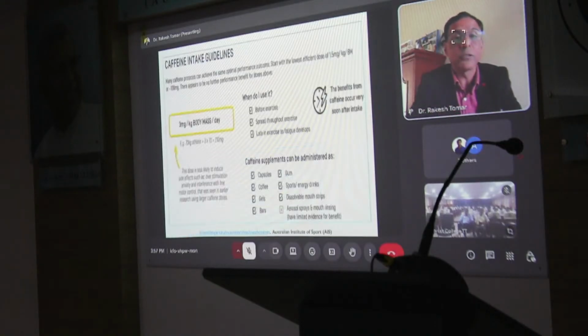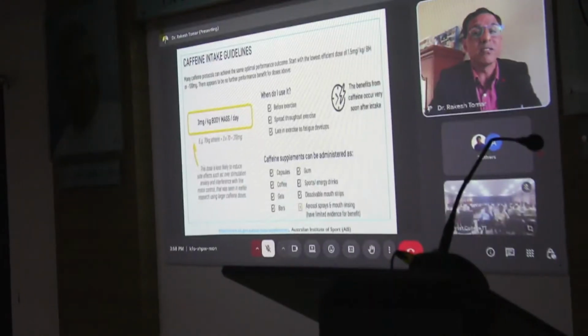So what are the guidelines for caffeine intake? Many caffeine protocols can achieve the same optimum performance outcome. Okay, start with the lowest effective dose. Even if what is recommended is 3 milligrams per kg of your body weight, so if you are 70 kilos, you need 210 milligrams of caffeine, you can get the benefit with as little as, say, 100 milligrams of caffeine also. So start with the lowest effective dose of 1.5 milligrams per kg of your body mass. Even if you take 100 milligrams of caffeine, you can still get some benefit.